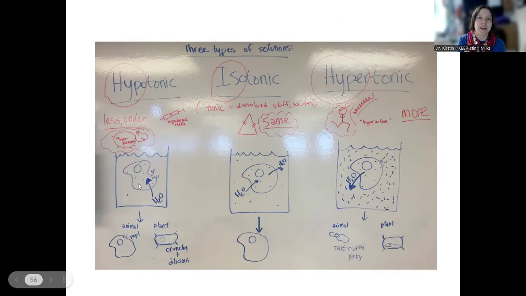This process, because of the laws of thermodynamics, is just about the amount of dissolved stuff. So this is not a lot of stuff. This is the same concentration of stuff, iso, same, and this is a lot of stuff. So what happens in these cases is that water will flow to the area of less water concentration, even if the stuff that's inside the cell doesn't have a way out.